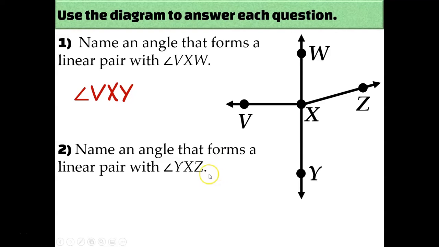Next, I want you to find an angle that forms a linear pair with angle YXZ. So again, it's the same idea. You're looking for a straight line, and it's the same straight line as before. These 3 points are the collinear points in this diagram, W, X, and Y. So looking at this straight line, there's this ray that comes off of it, ray XZ. On the other side of it is angle WXZ. So these two angles, angle WXZ and angle YXZ, they form a linear pair because they share a side, ray XZ, that makes them adjacent, and because their non-common sides, XW and XY, are opposite rays.